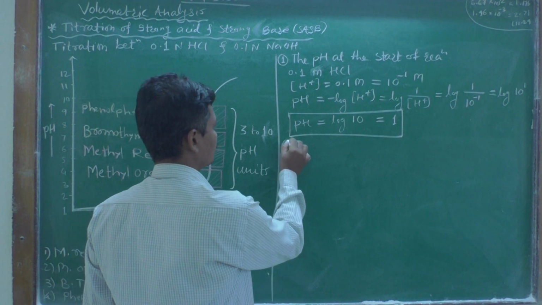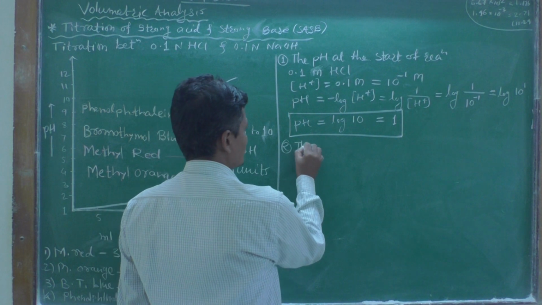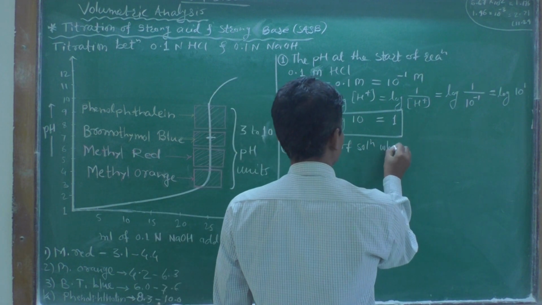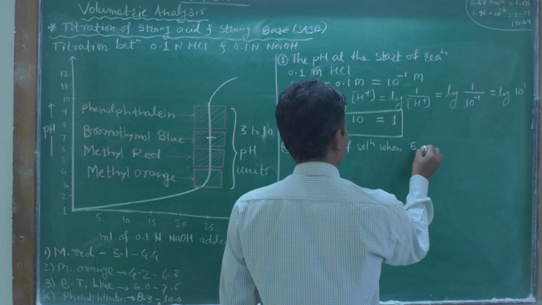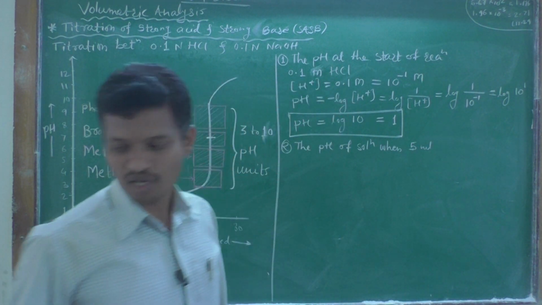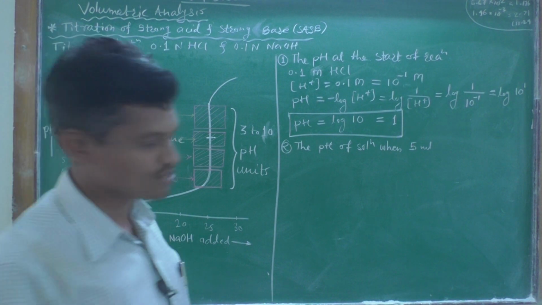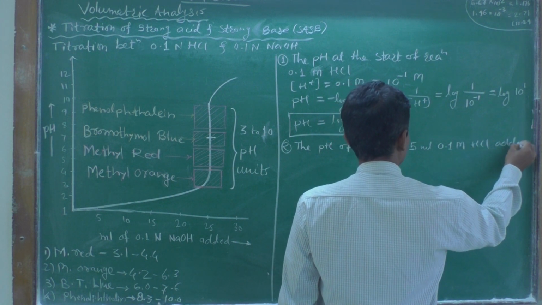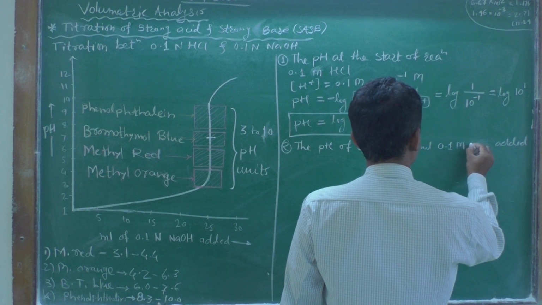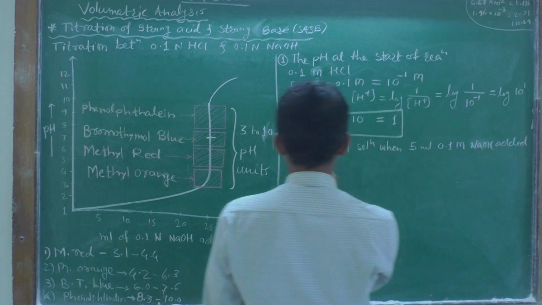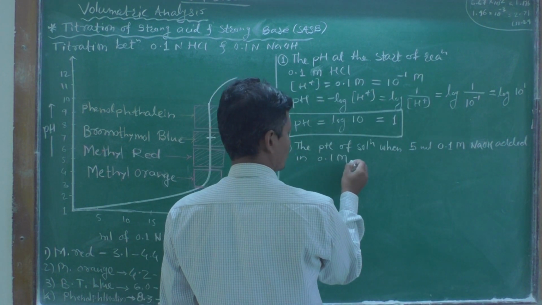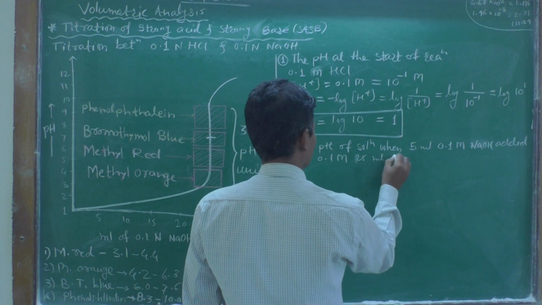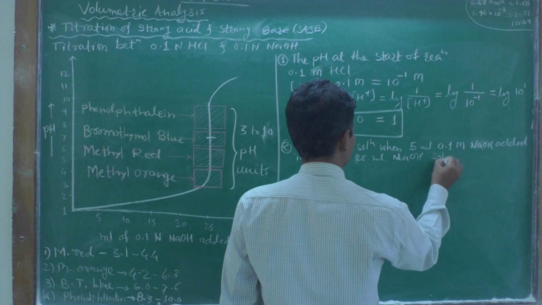Now the second one is the pH of the solution when 5 ml of 0.1 molar NaOH is added to 25 ml of HCl solution. So this is the condition.